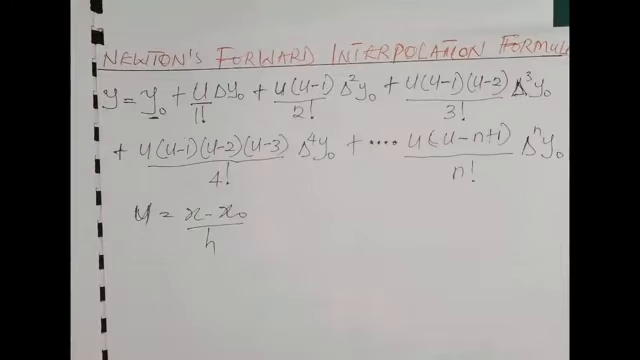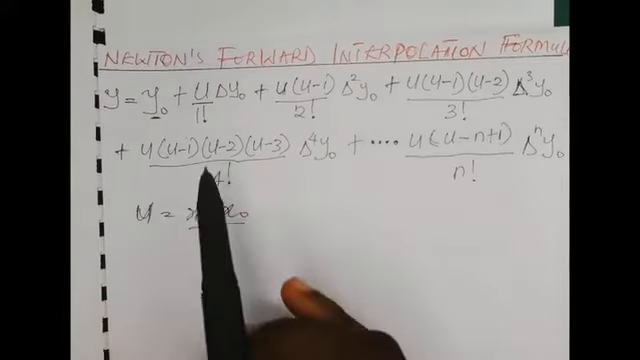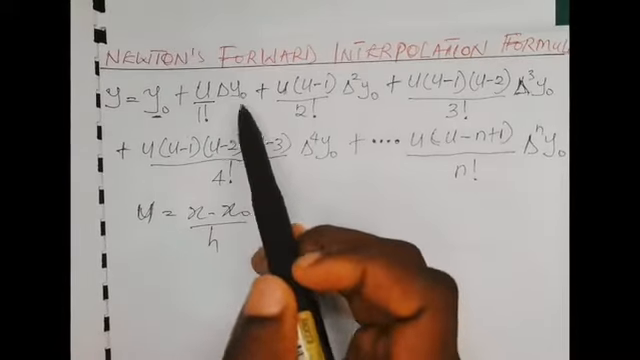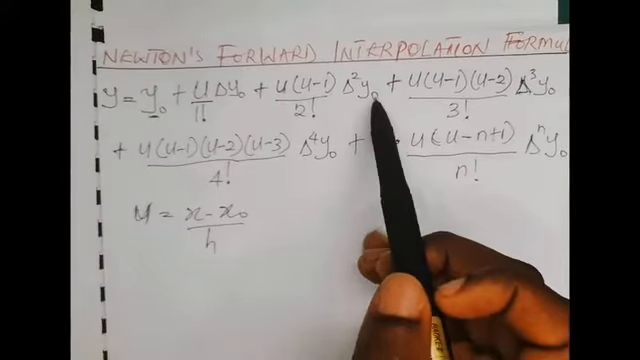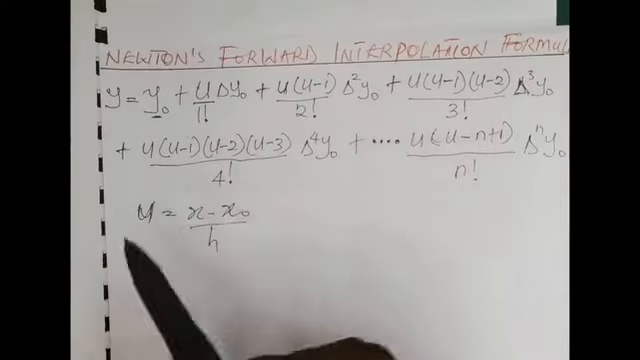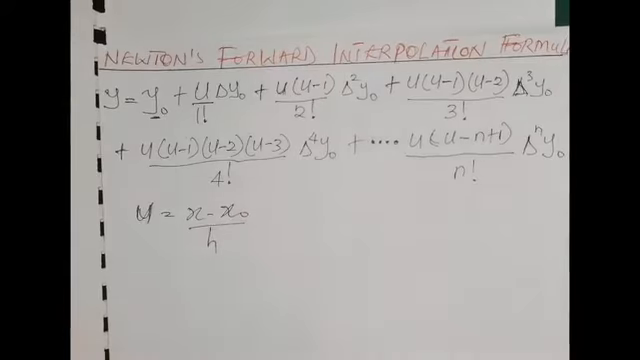Usually after obtaining your u, which is easy to find if you are given the value of x, y naught can also be found from the table. Then you have to find these differences: difference in y naught, double difference in y naught, triple difference in y naught, and it continues like that. So in order to obtain these values, you have to plot what is called a difference table. Let's take a look at what a difference table looks like.